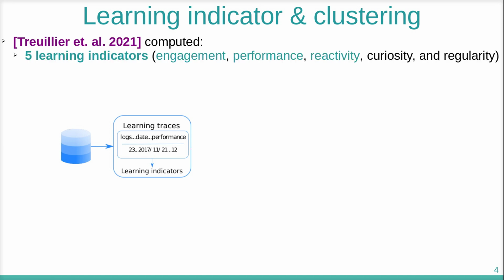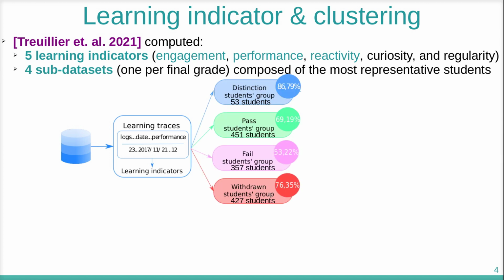To do so, we used the work of Selina Troiler in 2021, where she computed 5 learning indicators: engagement, performance, reactivity, curiosity, and regularity. And she created 4 subdatasets, 1 per final grade, composed of the most representative students. For example, for the distinction student groups, she selected 86% of the students, which corresponds to 53 students.